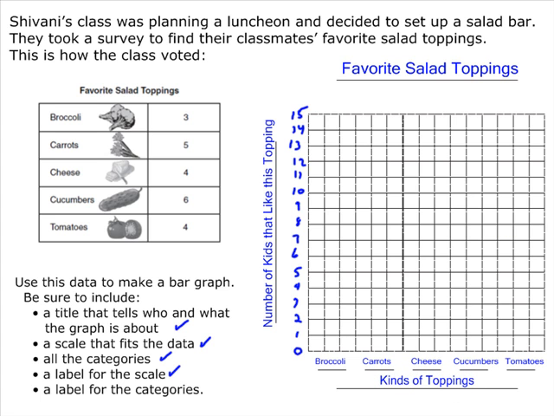And now we've done all of these pieces, but what we haven't done yet is actually make the bars. So let's see. For broccoli, the bar is going to need to go up to 3. So here is up to 3. So we can certainly make this wider if we want to, but that's fine. We'll go ahead and shade that in. And optionally, we can put a 3 up above that.